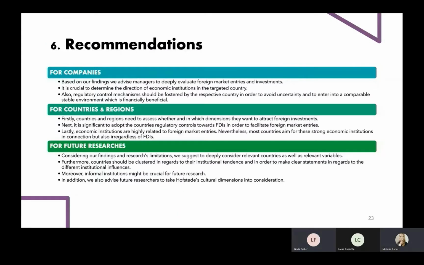Based on our analysis, we also suggest several recommendations. So for companies, we identified the following. Based on our findings, we advise managers to deeply evaluate foreign market entries and investments. It is crucial to determine the direction of economic institutions in the targeted country. Also, regulatory control mechanisms should be fostered by not only basing them on domestic production, in order to avoid uncertainty and to enter into a comparable, stable environment which is financially beneficial.